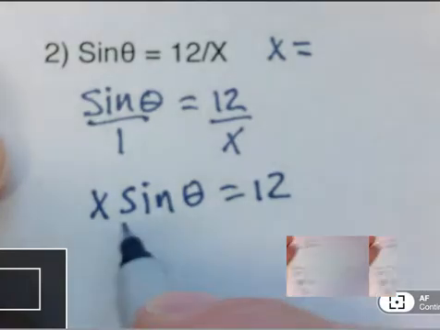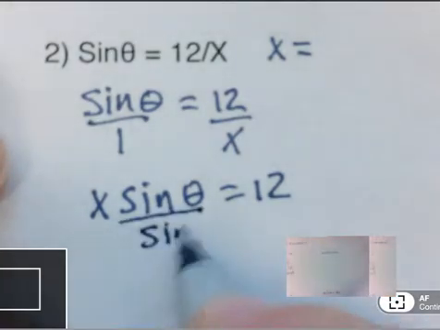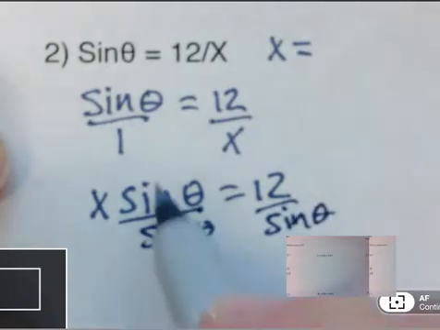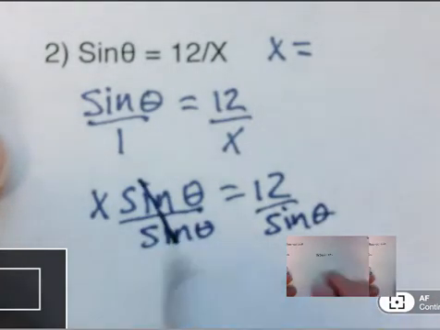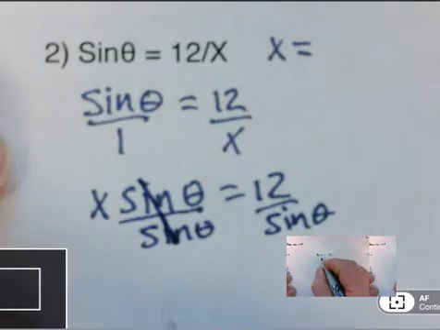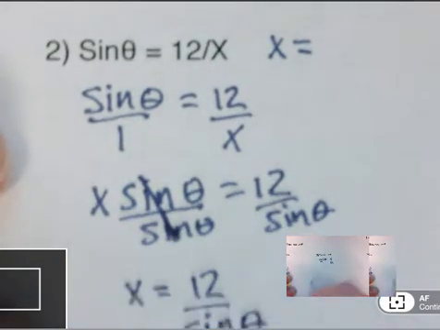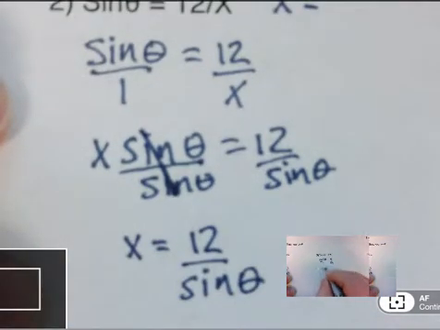The next question we have is very much like our first. And so our first step will be to write cosine theta equals x over 12. To put cosine theta over 1, cross multiply, and we get x equals 12 cosine theta. And the equation is solved.